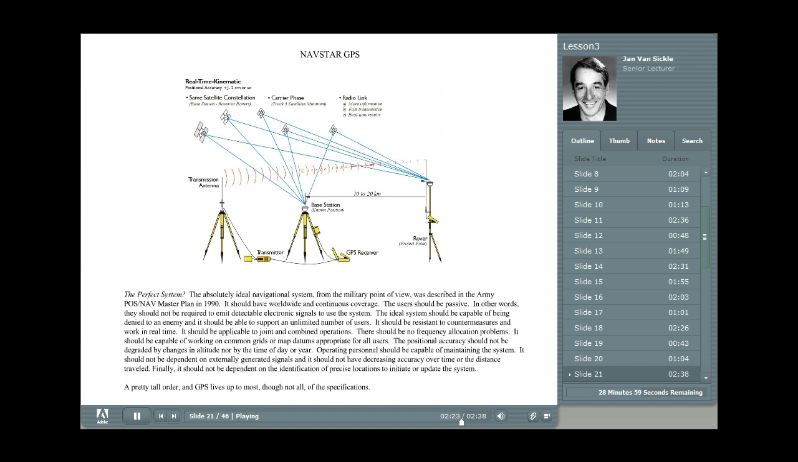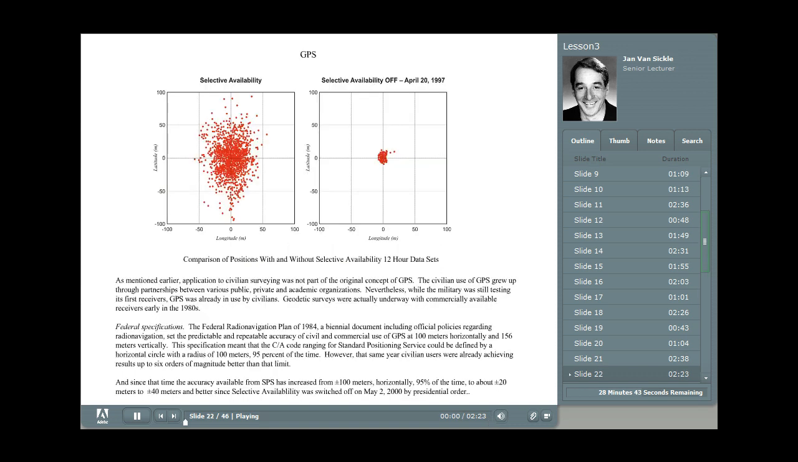It should not have decreasing accuracy over time and distance traveled. GPS has been extraordinarily effective on measuring very long baselines. It's all a pretty tall order, but GPS has lived up to most of it.